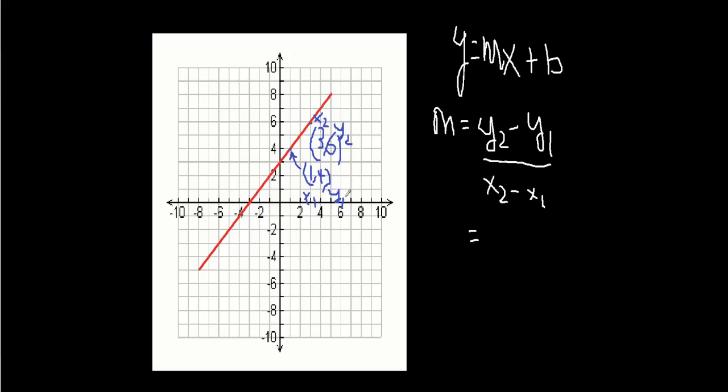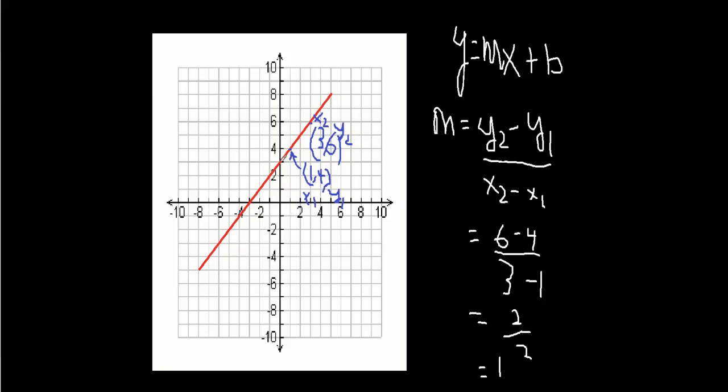So now we can just go ahead and substitute these points. So that means we get y2 minus y1, which is 6 minus 4, divided by 3 minus 1, and that is 2 divided by 2, which equals 1. So that means the slope of this line is 1. So that means m equals 1. We have our first part of our equation. Now we just have to find our y-intercept, which is b.